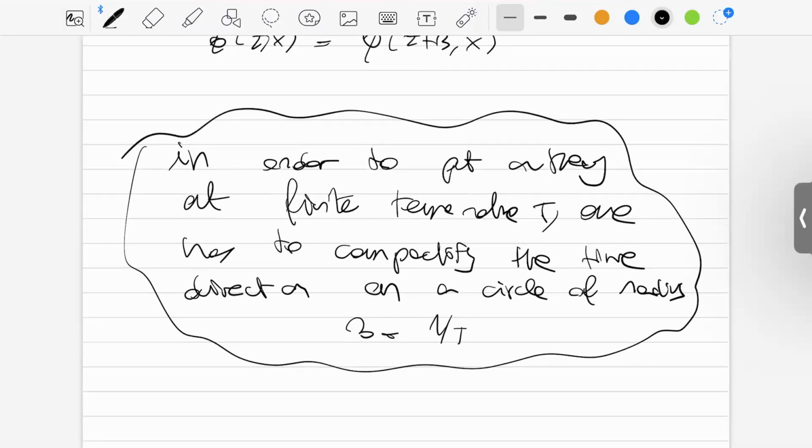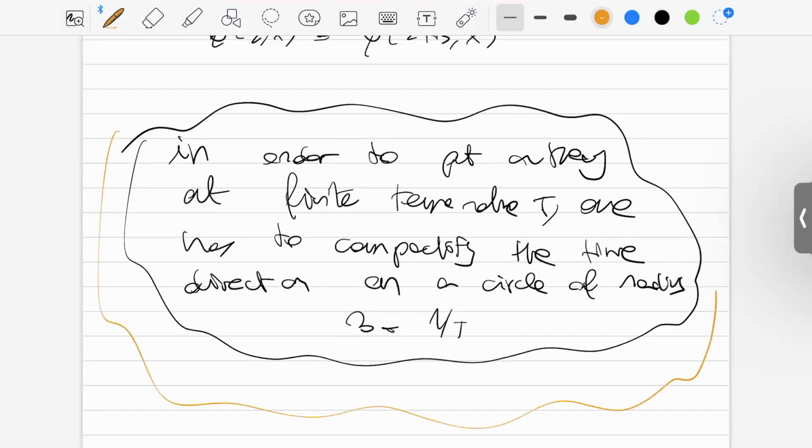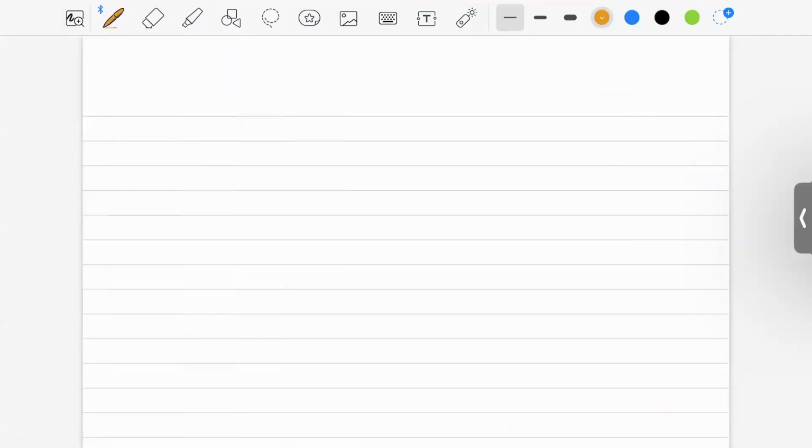So this is the lesson that we have to learn. Let me say it again. In order to put a theory at finite temperature, one has to compactify the time direction on a circle of radius beta, where beta is the inverse temperature. Now let's use this very important thing in order to compute the Hawking temperature, so the temperature of a black hole. And then we will do the same for the entropy.